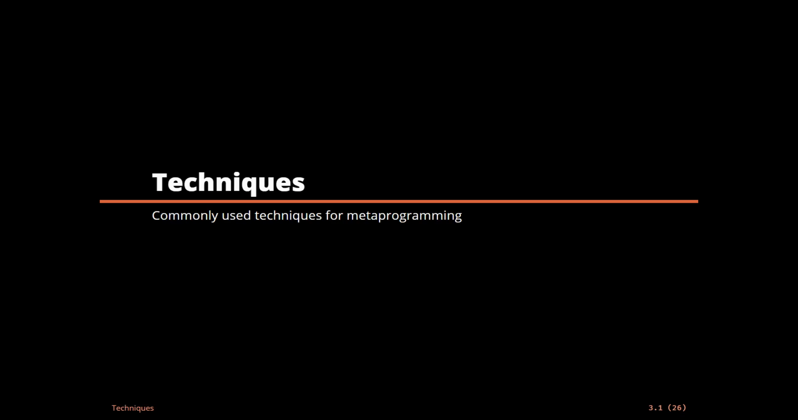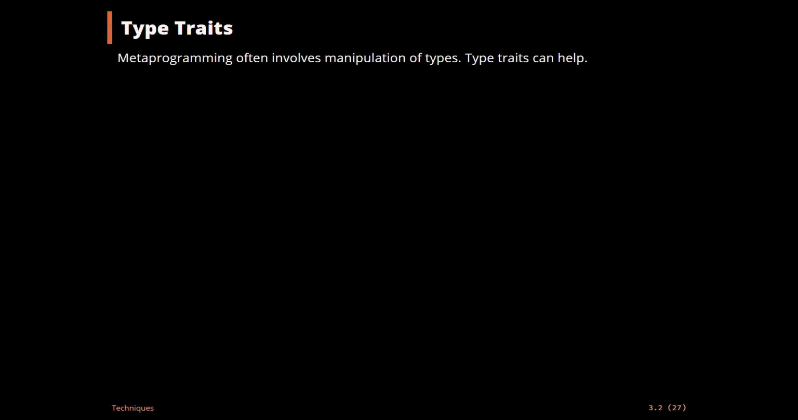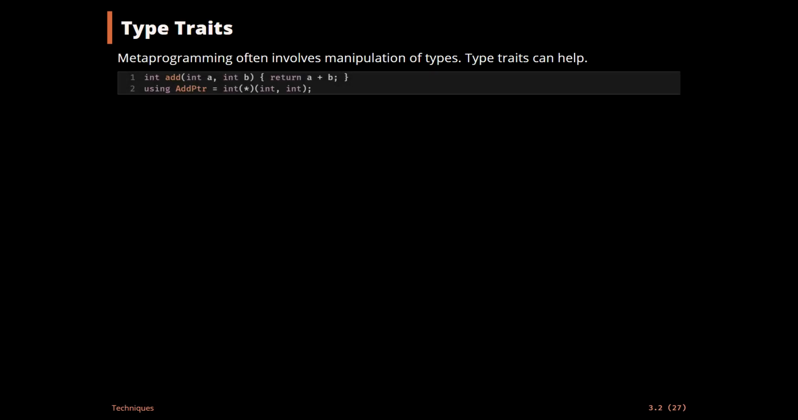So techniques. So type traits. When you're doing metaprogramming, you'll often be working with a lot of types, very complex types sometimes. And you want to manipulate those types, and you want to get information from those types, and that's where type traits come in. So let's take a look. We have this function add. It's just going to take 2 integers, add them together, return the result. And then we have this alias add pointer, which will be a function pointer to something that returns an int and takes 2 ints.